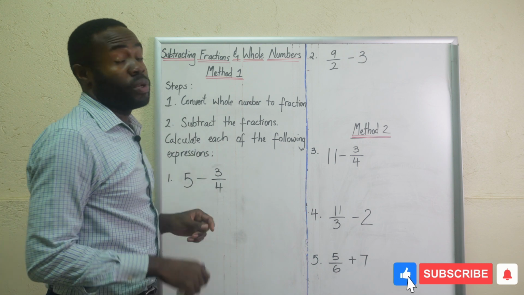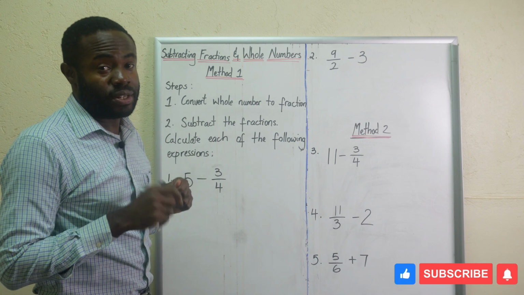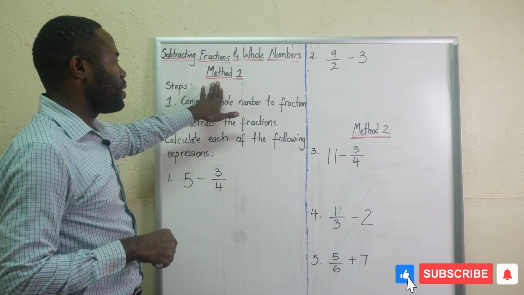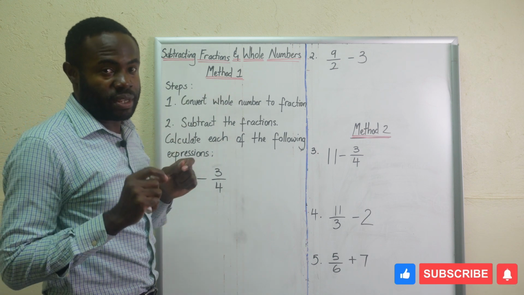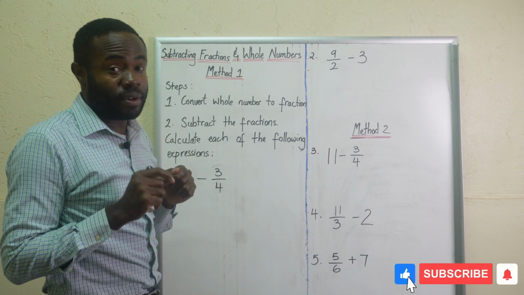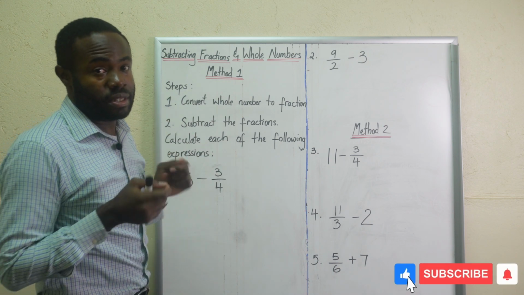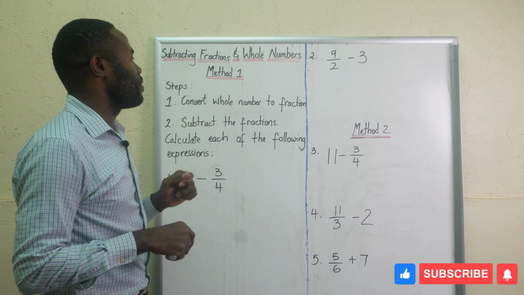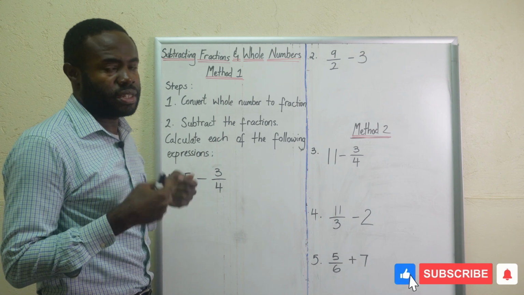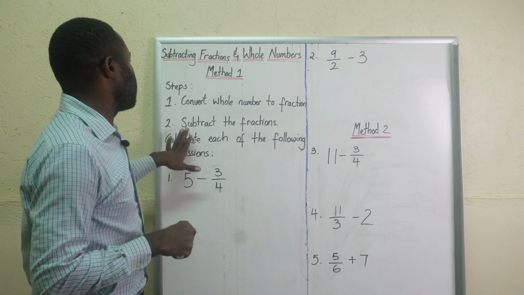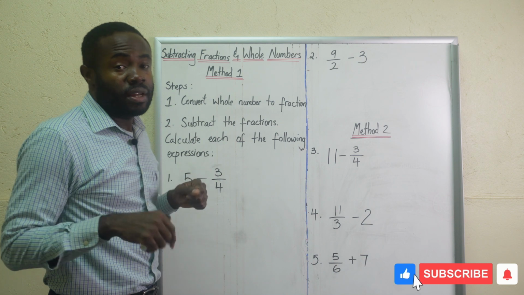In this lesson, we'll be subtracting fractions and whole numbers. There are two methods that we'll be doing today, so ensure that you stay to the very end. In method 1, I'm suggesting these steps. Step 1, you'll convert the whole number to a fraction, simply by dividing by 1. And then step 2, you'll subtract the fractions.